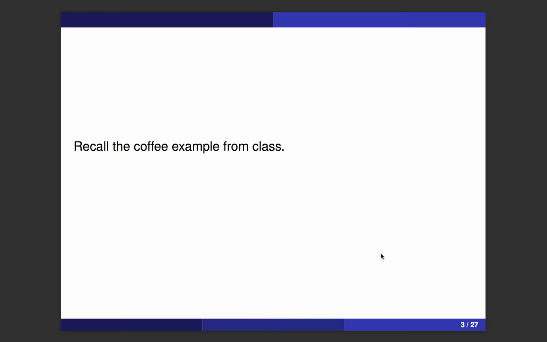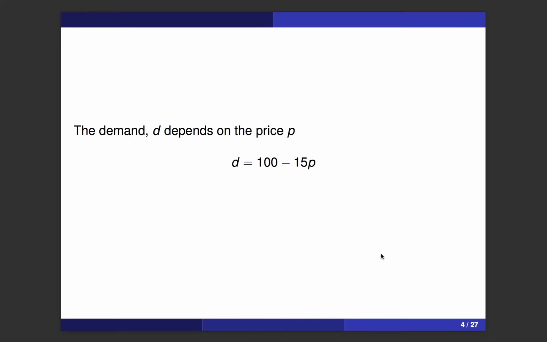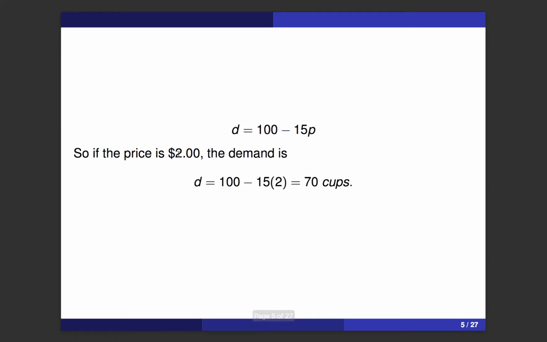If you remember our coffee example from class, the demand in cups depended on the price, and it was a linear model. This is a line, so the equation of D is a line, and we see that the slope is minus 15. So we can easily estimate the demand given a price. We did this in class. We just plug in 2 for P.